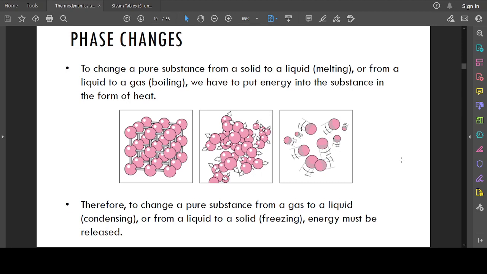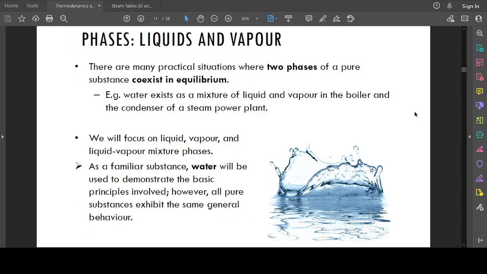Okay. What I'm trying to explain here is that the total amount of energy required in the form of heat to vaporize solid water, solid ice, will equal the total amount of energy that is removed from the gas in order to get it back to a solid.